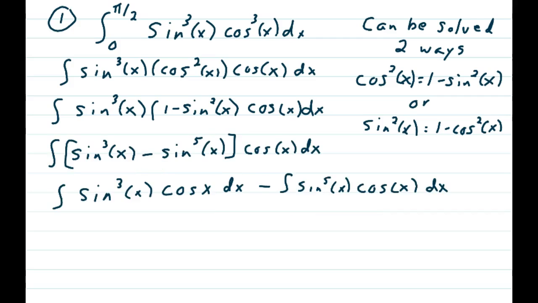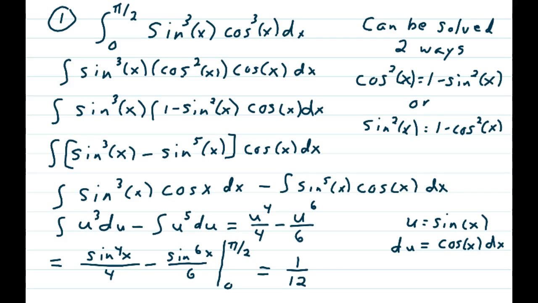You need to do lots of careful algebra here. We're going to distribute the sine cubed of x into 1 minus sine squared of x to get sine cubed of x minus sine to the 5th power of x, still all of that being multiplied by cosine of x dx. Put this into two separate integrals. We have the integral of sine cubed of x cosine of x dx minus the integral of sine to the 5th power of x cosine of x dx.